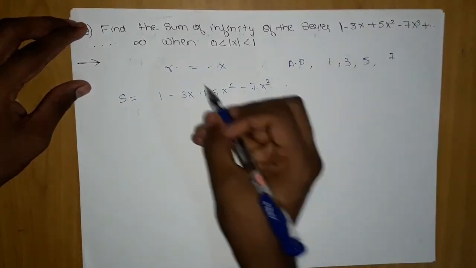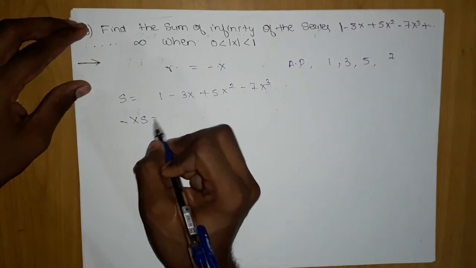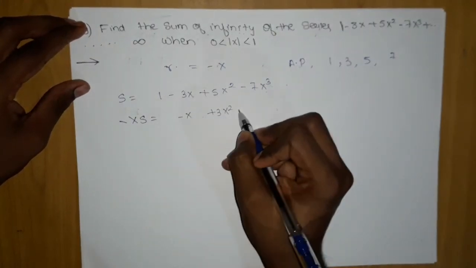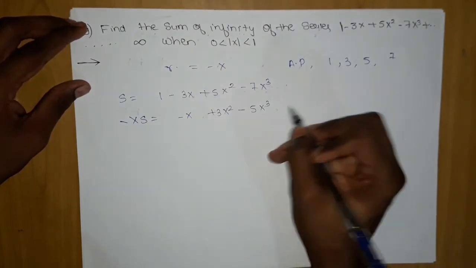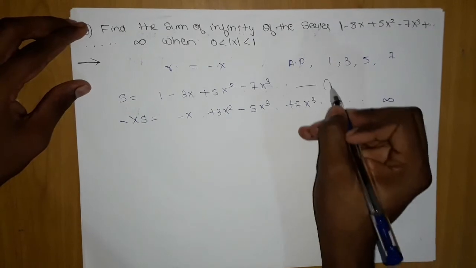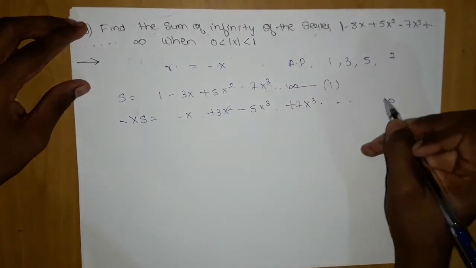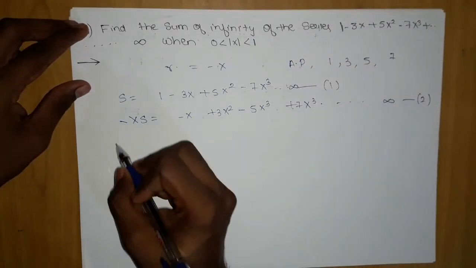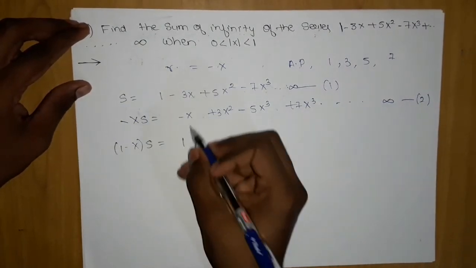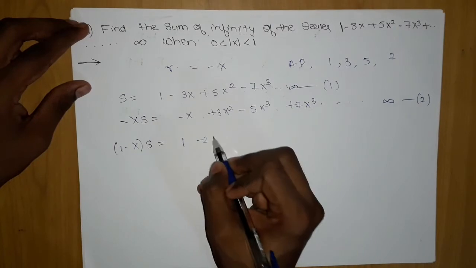Okay, multiply it by minus x, and continue until infinity. Call the first one 1 and this one 2. Subtract them, and what I get is (1 minus x) into S. Here 1 will be as it is, and minus into minus gives minus 2x.